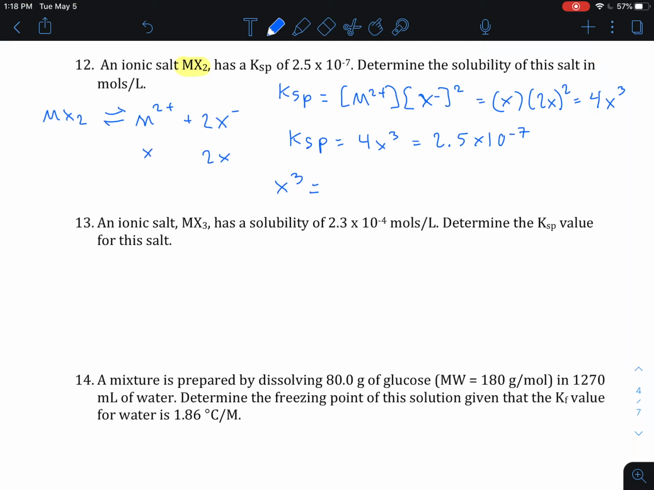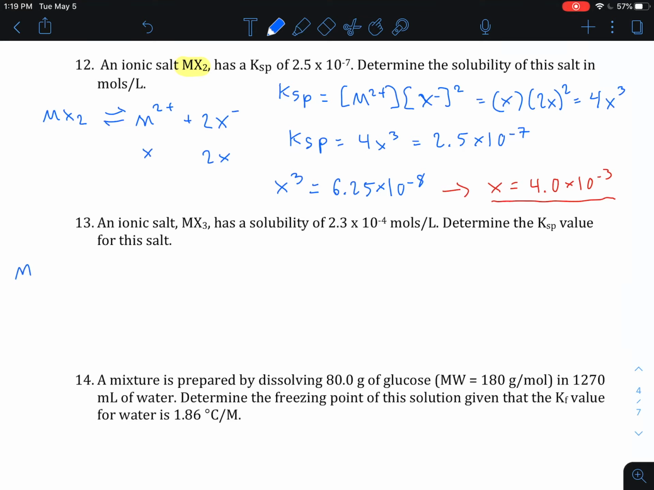So now that I know Ksp equals 4x cubed, I can solve for x, given that Ksp is 2.5 times 10 to the negative 7. So that gives me x cubed equals 2.5 times 10 to the negative 7 divided by 4, which is 6.25 times 10 to the negative 8. And so then I can take the cube root of that, and that gives me 3.97 times 10 to the negative 3. Or I guess really I should call it 4.0 times 10 to the negative 3. And that's our molar solubility.